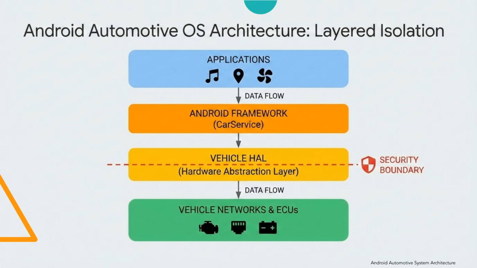Finally, at the lowest level, we have vehicle networks, such as CAN bus, Ethernet, or LIN, connected to ECUs, which are electronic control units. This layered approach ensures that applications remain isolated and cannot directly manipulate vehicle hardware.